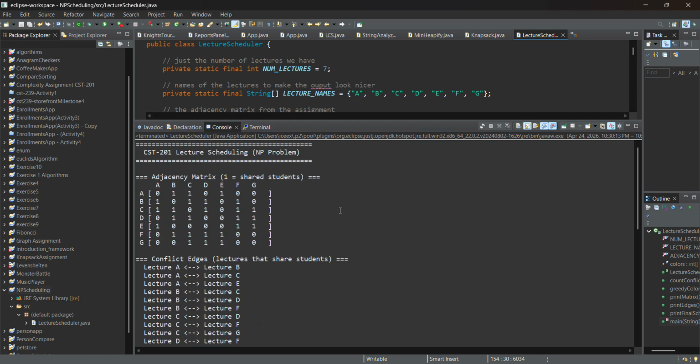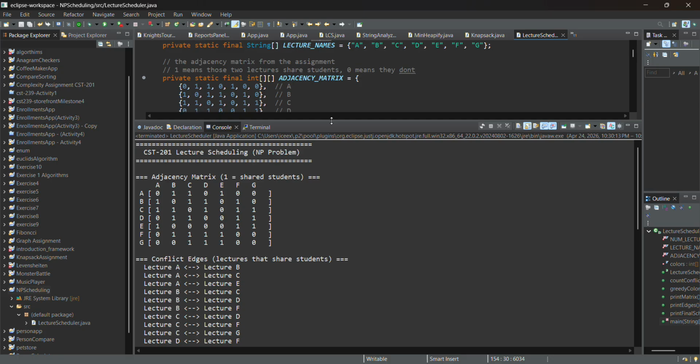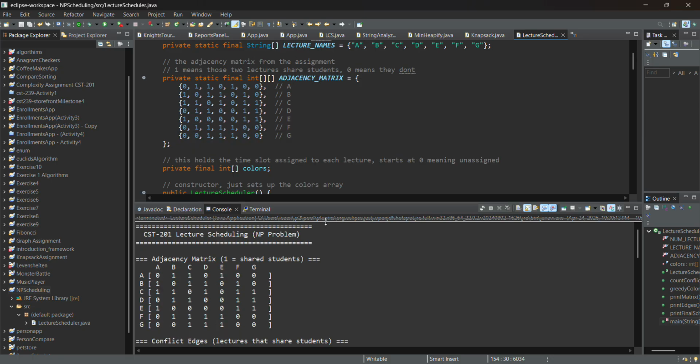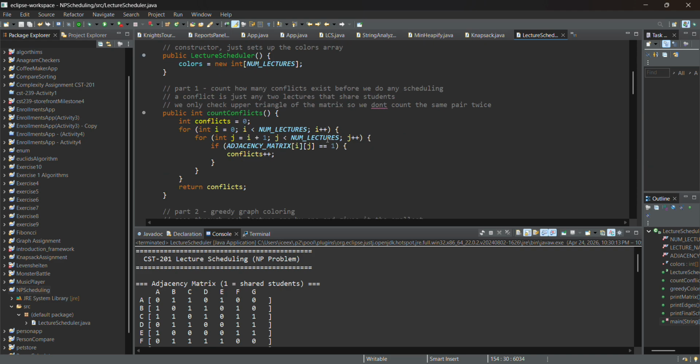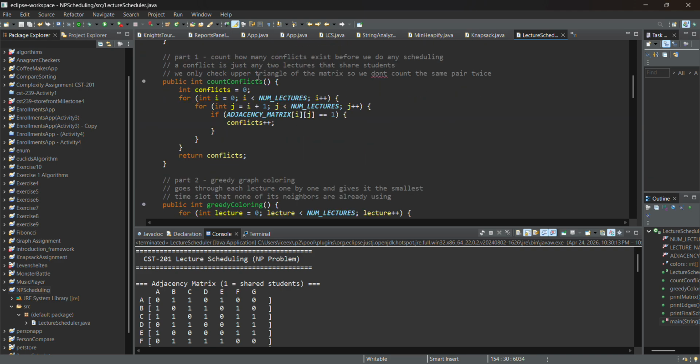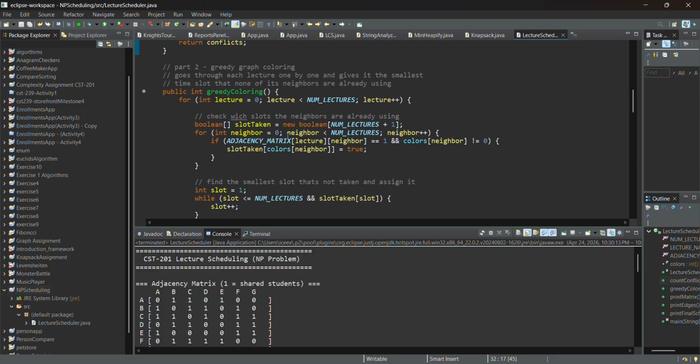So basically, the way I set it up is I hard coded the adjacency matrix from the assignment. A one means that two lectures share students, and a zero means they don't. The lectures are A through G, as we can see here, and that's seven total. I have two main methods, which are up here: count conflicts, which is of course how many conflicts we have, and then greedy coloring.